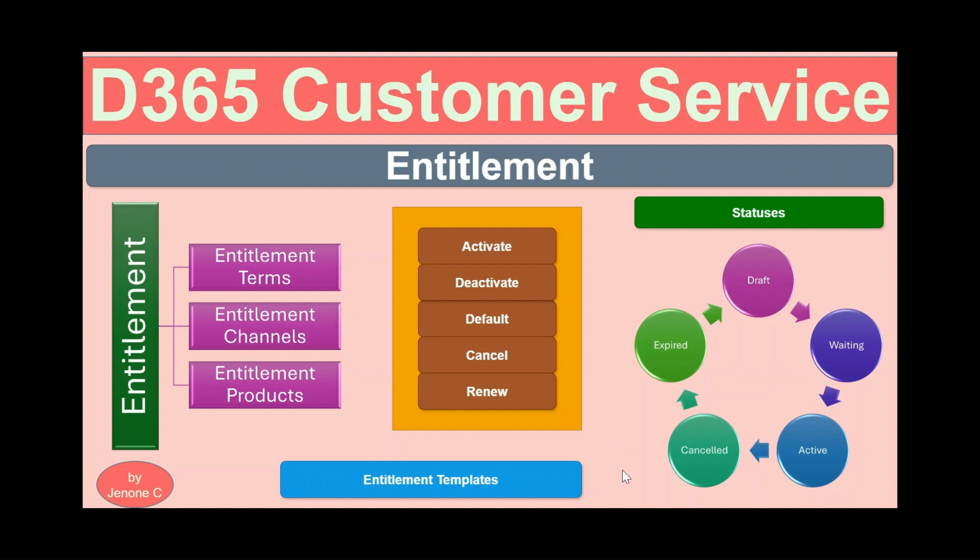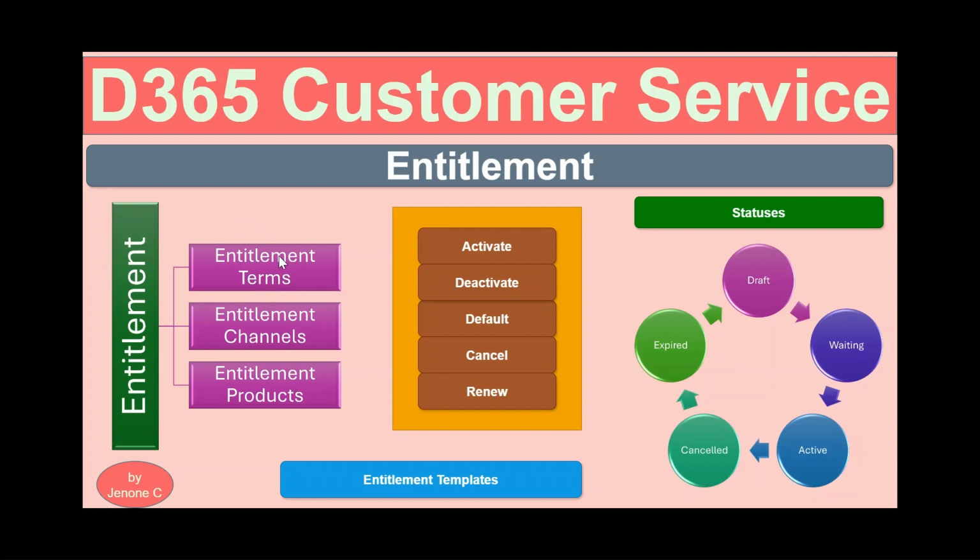Basically, when we create entitlements, we will be defining the basic information like the customer name to whom the entitlement is to be considered, and then we will be giving the start date and the end date for that entitlement. And then, if required, we can also link the SLA with this entitlement so that whenever a new case gets created and this entitlement is linked with that case, then automatically the linked SLA will also be attached to that case record. And then we have different sections within this entitlement where we can specify the entitlement terms, entitlement channels, and entitlement products.